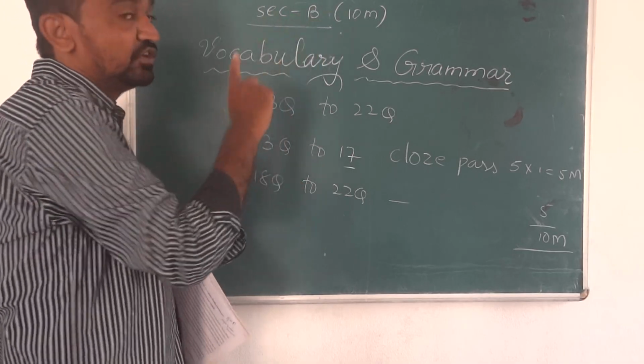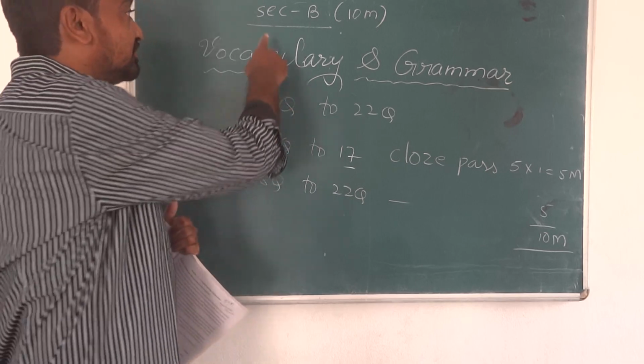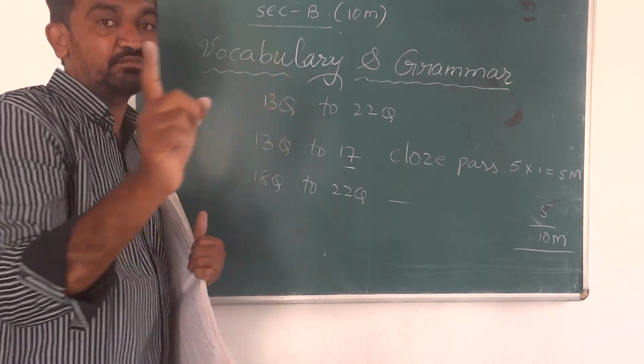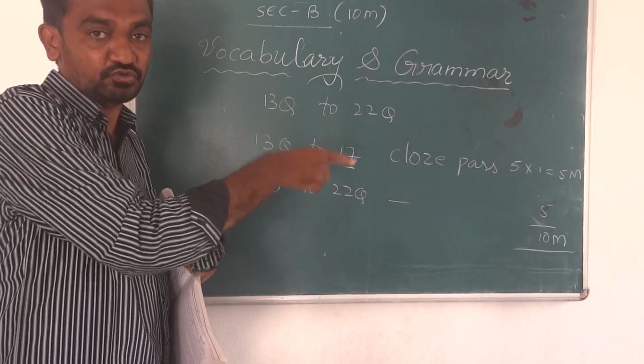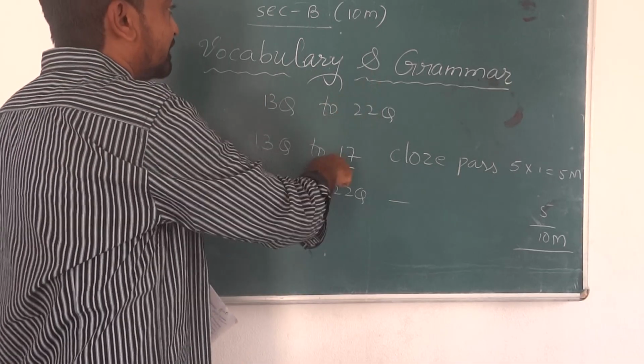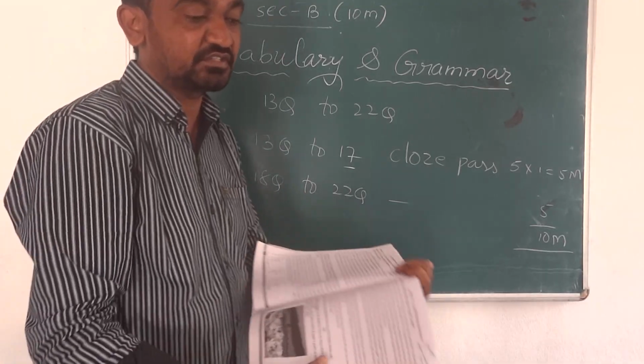But compared to section B of paper 2, in section B of paper 1 you get more marks because it is much easier. Okay, this is the vocabulary and grammar. This part carries 10 marks.